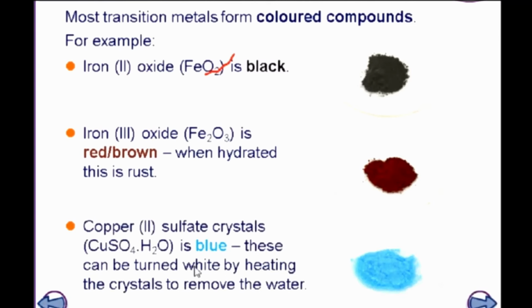Then copper(II) sulfate with water is blue. This can be turned white by heating the crystals to remove the water. So copper(II) sulfate crystals are blue in color. So see the color differences.